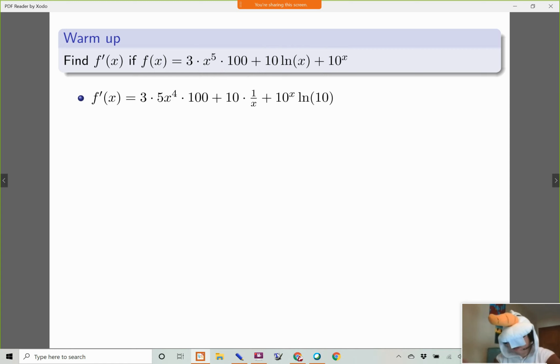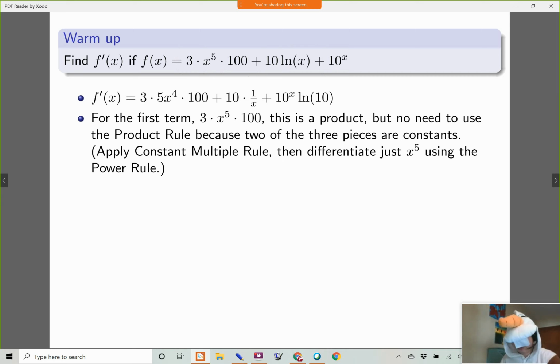You might find it a little bizarre. Why not just do 3 times 100 first, simplify that, and then say that the derivative here is 300 times 5x to the fourth? But it's mainly just because of something we're going to do with this. We're going to relate back to this warm-up as an example later in class today. So that's really the only reason.